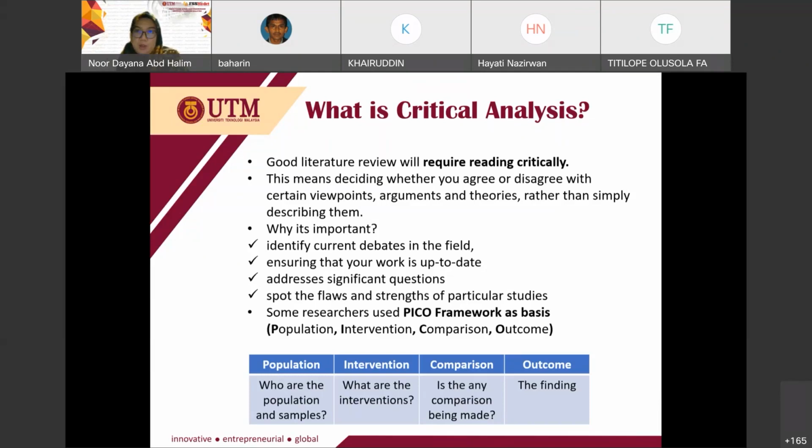So use that one. Okay, some researchers use the PICO framework as a basis: population, intervention, comparison, and outcome. So this is the table. Who are the population and the sample for the particular paper that you read? What are the interventions from the researcher? Is there any comparison being made? And then what are the findings, right?